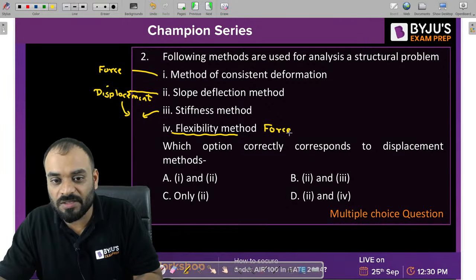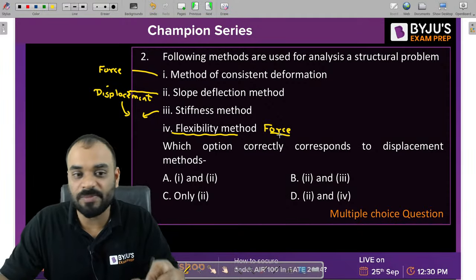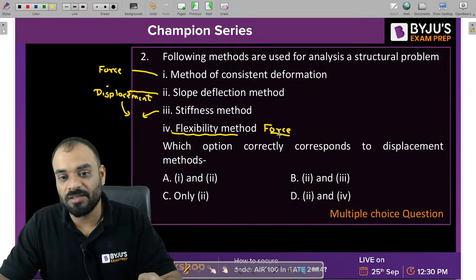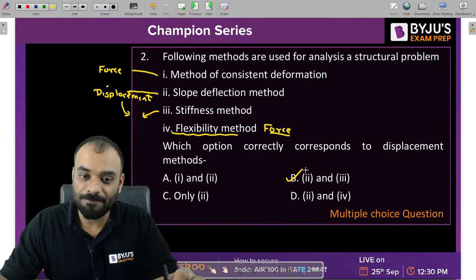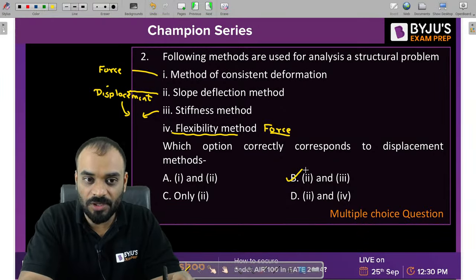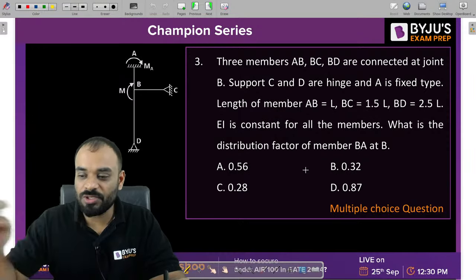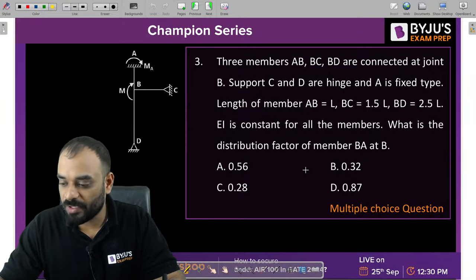Now only two methods are there which are basically displacement methods, the second and third. So that's why, guys, B is the correct answer for the problem. Okay, let's move to the next question, which is an MCQ type problem.